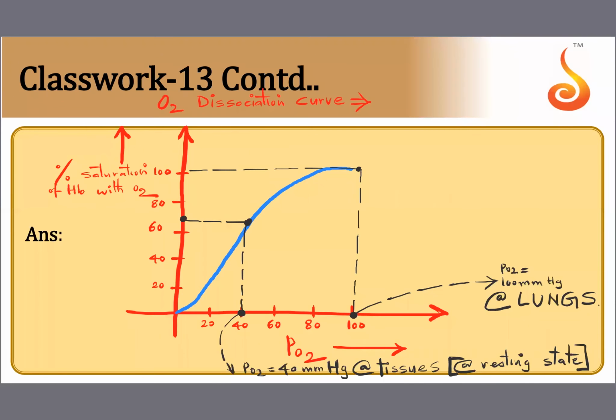Think of saturation as hemoglobin in love with oxygen. 100% in love with oxygen, 70% in love with oxygen, the remaining 30% have broken apart. That 30% is delivered to the tissue. Now what happens is, I think I will use green or probably red only. Now see, the curve is shifting to its right.